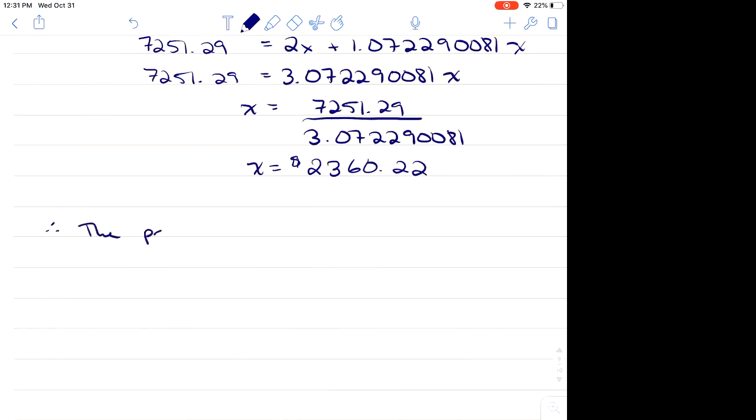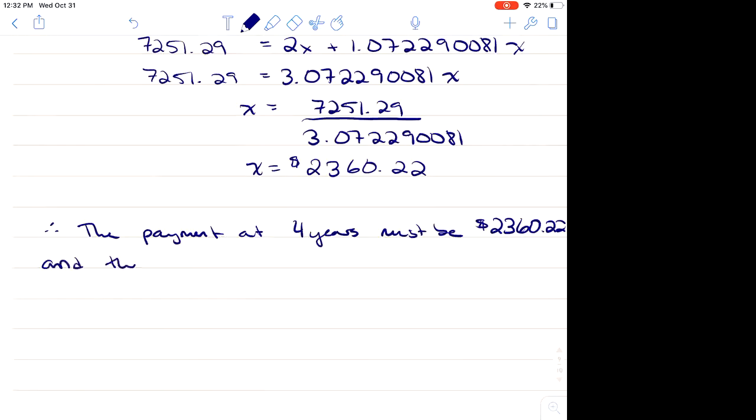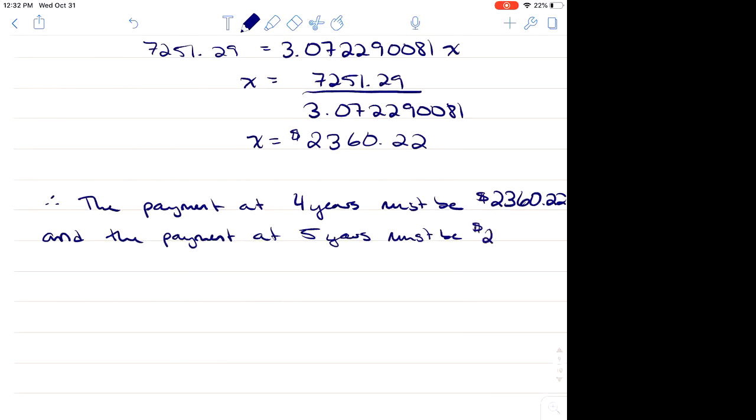Therefore, the payment at, what was it, 4 years? I'm afraid to scroll. Oh, we have a payment at 4 years and a payment at 5 years. Therefore, the payment at 4 years must be 2,360.22, right? And the payment at 5 years, right, was 2x. Must be that times 2. 4,720.44 pennies.